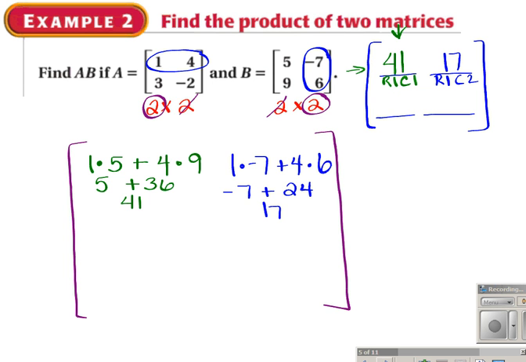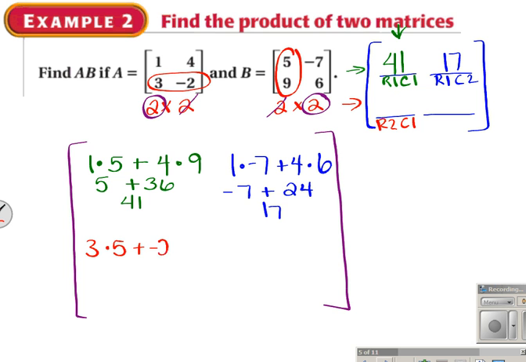Okay, now moving on, we have row 2, column 1. So that means this time we are going to multiply row 2 by column 1. So first element 3 times first element 5 plus second element -2 times second element 9. So we have 15 plus -18, which is -3.